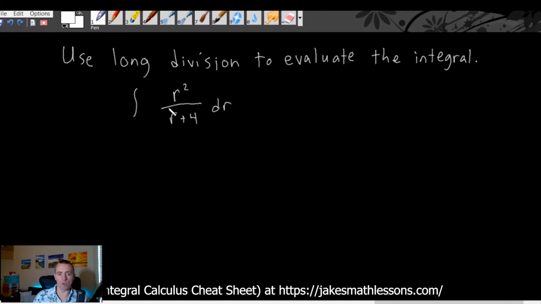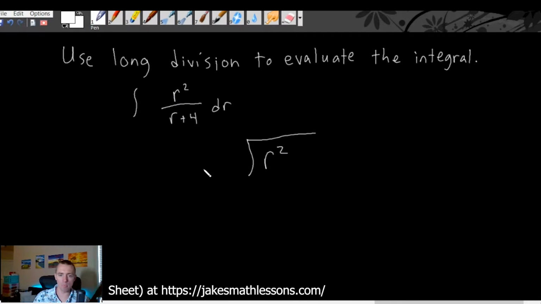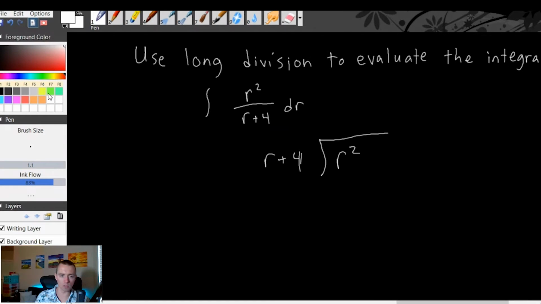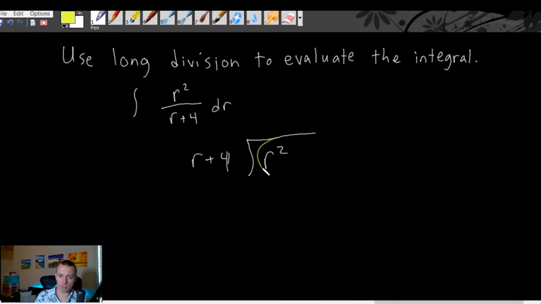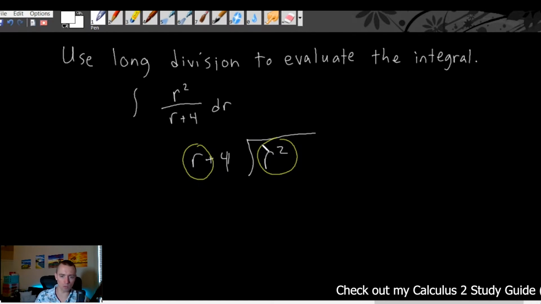So long division, we're going to do r squared divided by r+4. Again, we just put our numerator inside the division sign, our denominator outside, and we're going to look at our leading terms. We start by looking at r squared and r. If we did our leading term on the inside divided by our leading term on the outside, what would we get? R squared divided by r would leave us with r.